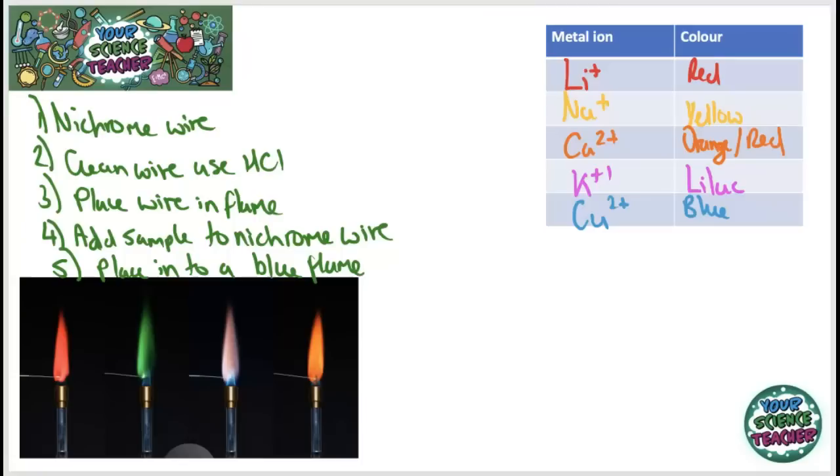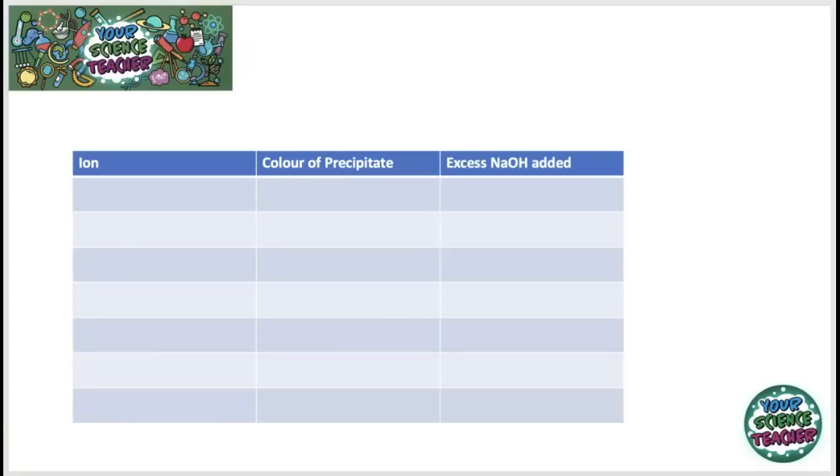Now, flame tests are useful if you only have one metal ion present in your solution and if your metal ion gives out a colour when it is heated in a Bunsen burner. However, what happens if we don't have a metal ion which gives out a colour when we heat it in our Bunsen burner? Well, we're going to have to use another identification tool.